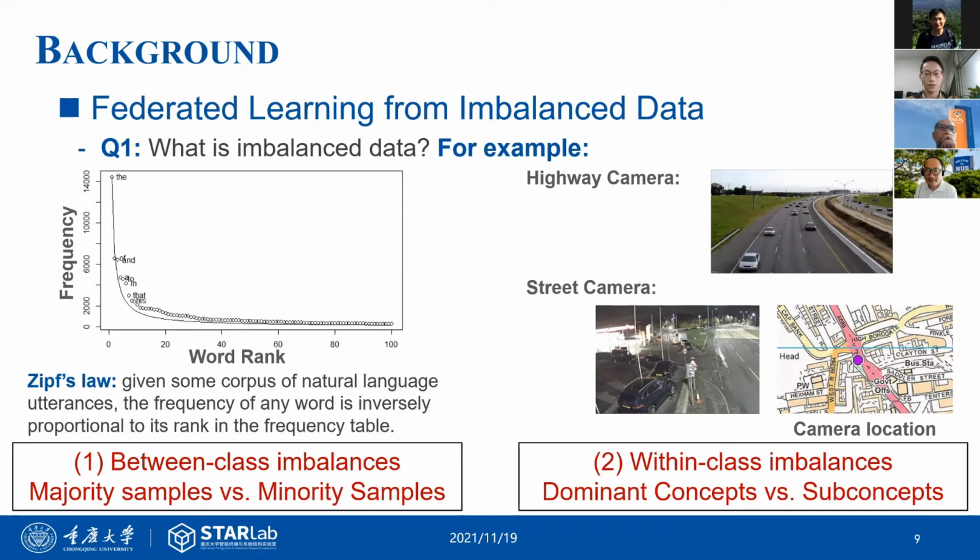Another example is the video of public traffic cameras. In most cases, the deployment positions of highway cameras and street cameras are different. The highway camera usually faces the main road, so the captured images are mainly the front and rear of the vehicles. That is to say, the front and rear of the cars are dominant concepts, and the side of the car is the sub-concept. However, street cameras are usually deployed on the public traffic lights at crossroads, so these cameras can capture more side view images than the highway cameras. In general, both between-class imbalance and within-class imbalance are common in real distributed datasets.